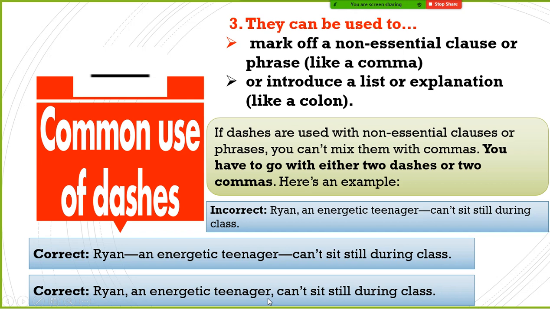Can you repeat the last thing? Between dashes you can put an interrupted idea, or you can put extra unessential information, like this one: Ryan, an energetic teenager, cannot sit still during class. If you omit this part, you still have a complete sentence. It's not essential. What's important is not to use two punctuation marks like comma and dashes together. Use only dashes or the two commas. Both versions are correct.